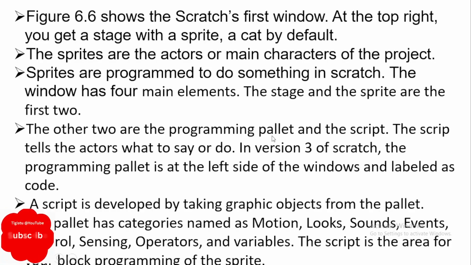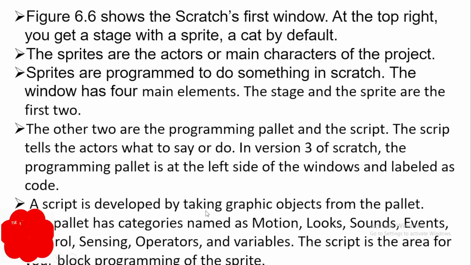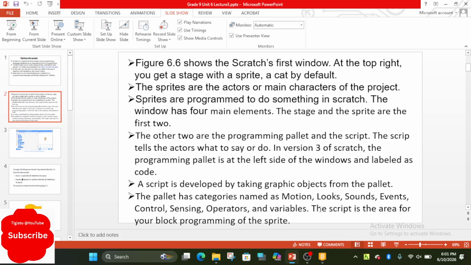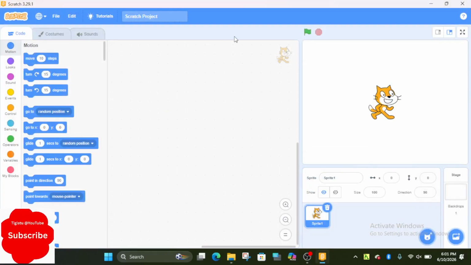The other two are the programming palette and the script. The script tells the actors what to say or do. The script is developed by taking graphic objects from the palette. On the palette there are motions. Here, let me demonstrate this.